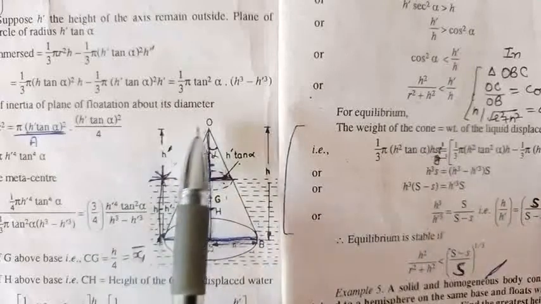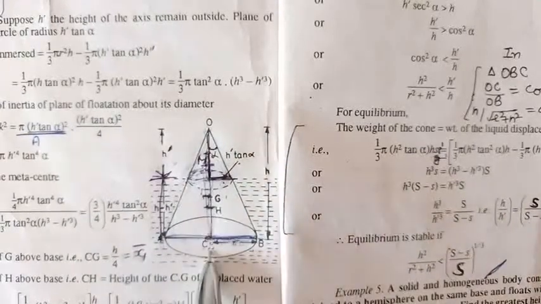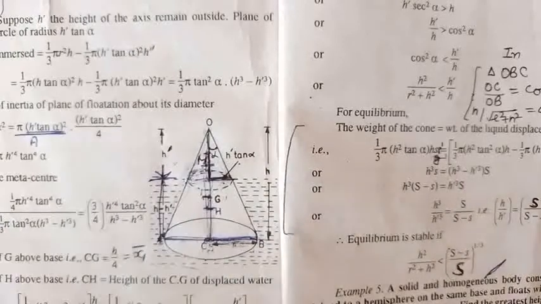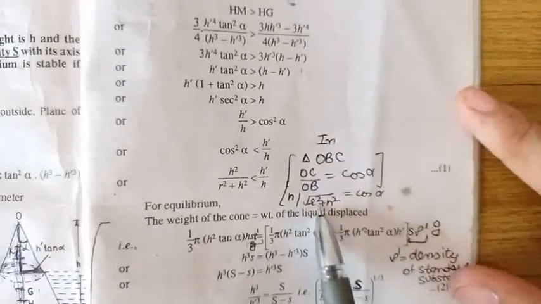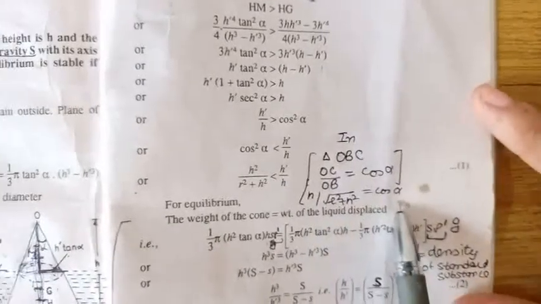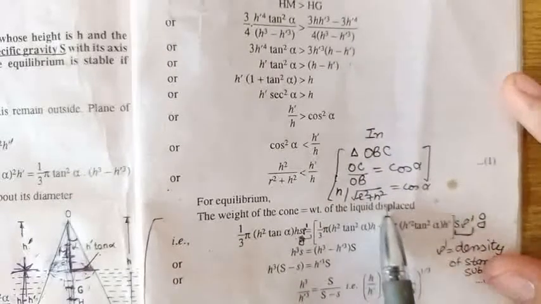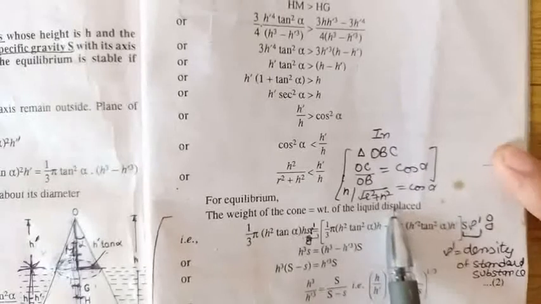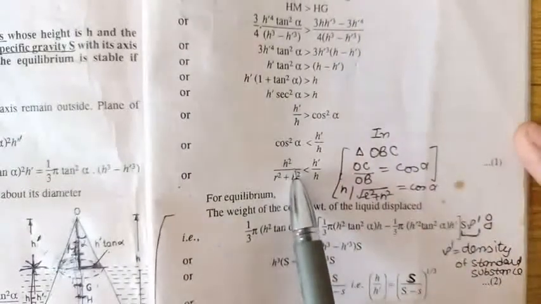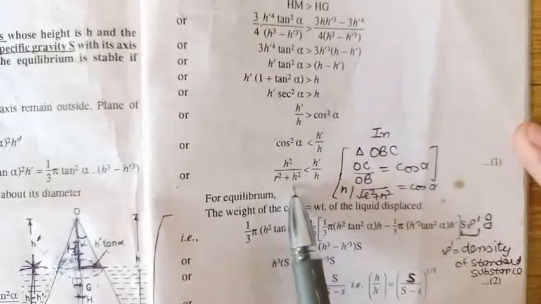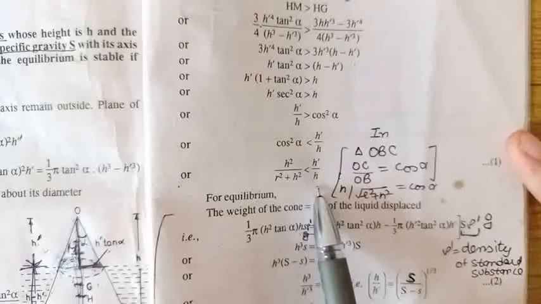Now cos alpha will be OC upon OB. The value of OC is h. The value of OB is under root R square plus h square. So putting the values, we get the value of cos alpha, which is given by h upon under root R square plus h square. So putting the value of cos alpha here, we get h square upon R square plus h square is less than h dash upon h.